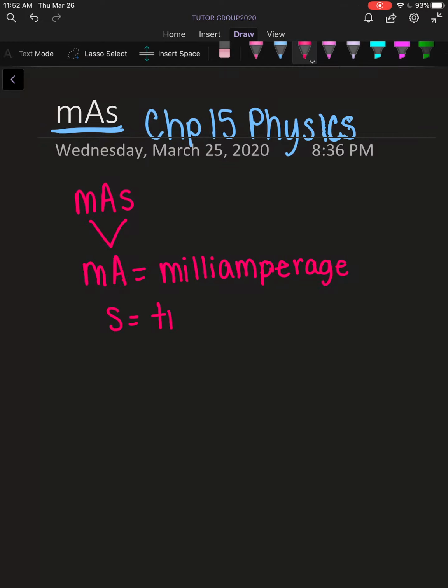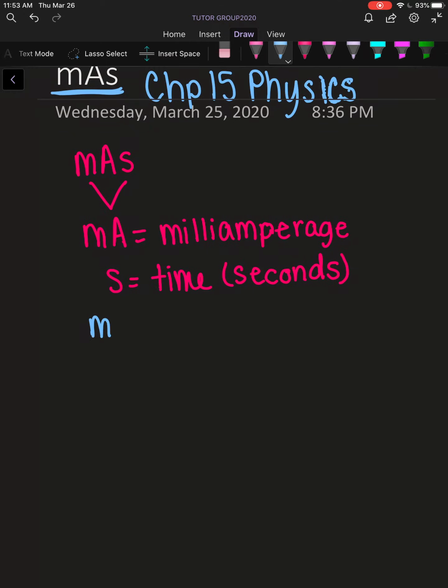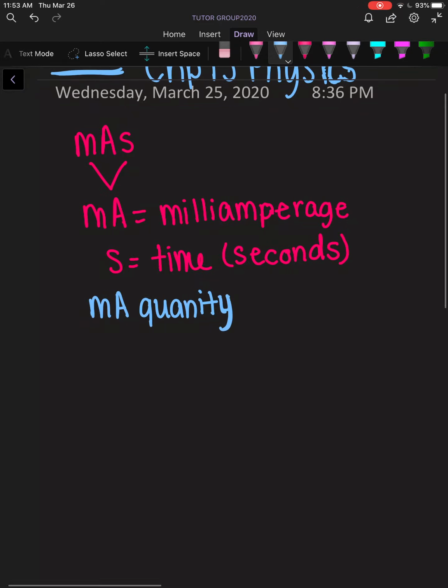Now, mAs is made up of two factors. It is made up of mA, which is our milliamperage, and S, which is our time, measured in seconds. And also remember that mA is quantity. It has nothing to do with the quality of our X-ray beam, meaning it has nothing to do with the energy or anything like that.